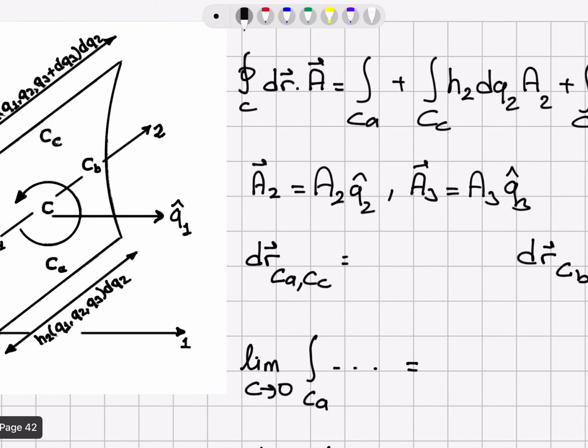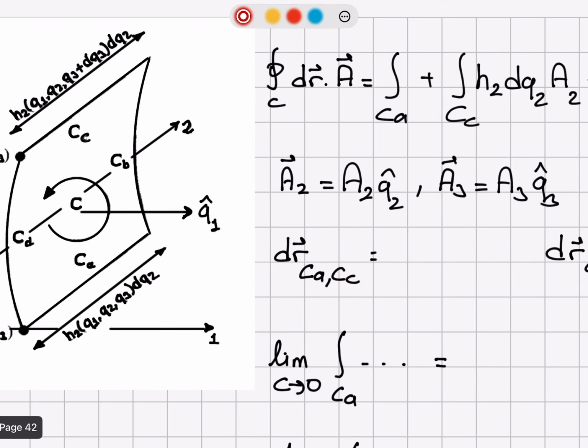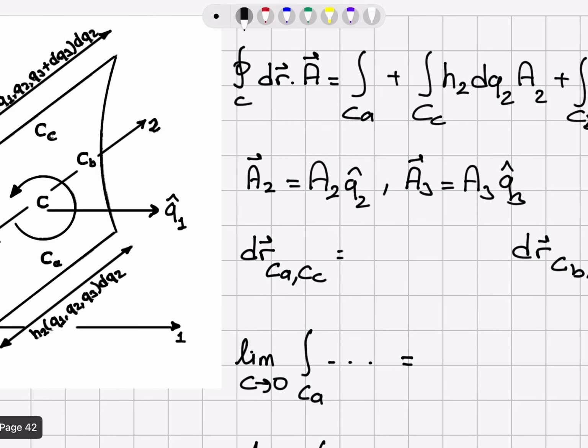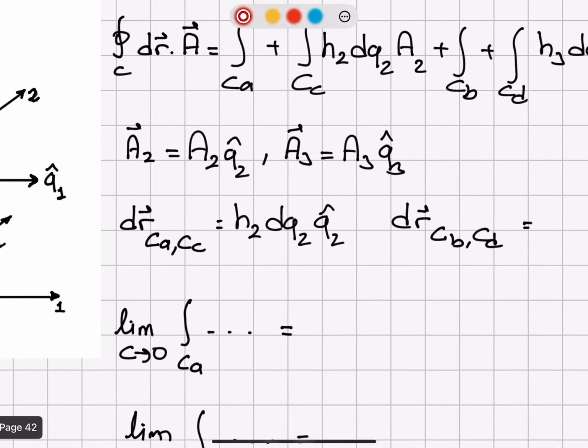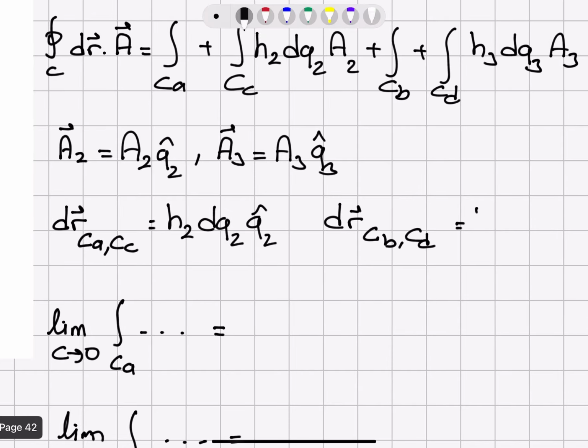So what is the differential displacement vector on CA and CC? It is H2 dQ2 in Q2 hat direction, and for B and D, I have along these segments H3 dQ3 in Q3 hat direction. So that's what I have to consider.